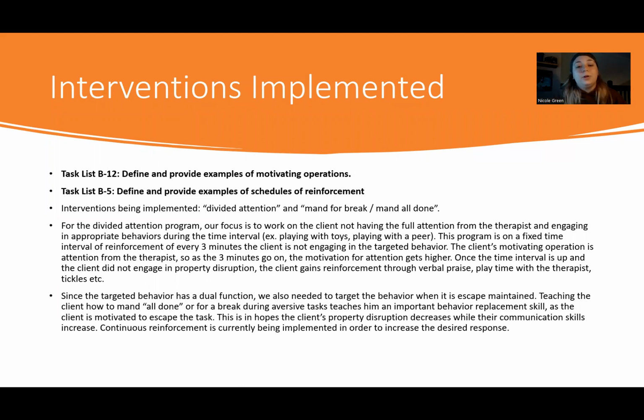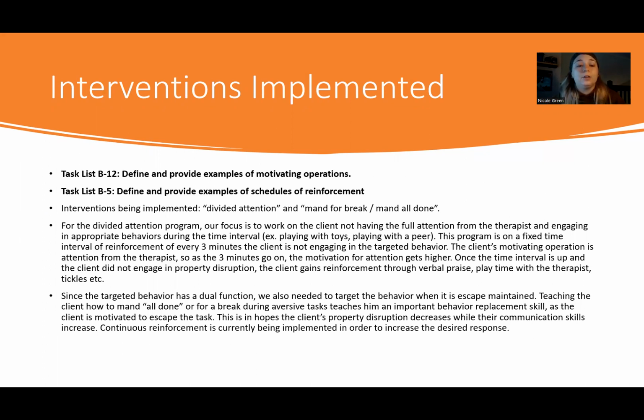For the divided attention program, our focus is to work on the client not having the full attention from the therapist and engaging in appropriate behaviors during the time interval. Examples being playing with toys or playing with a peer. This program is on a fixed time interval of reinforcement of every 3 minutes, if the client is not engaging in the targeted behavior.